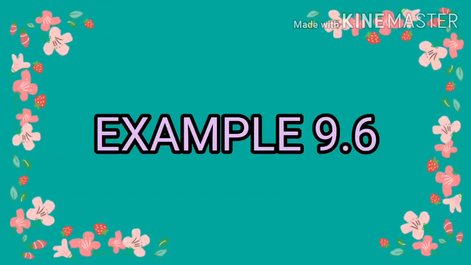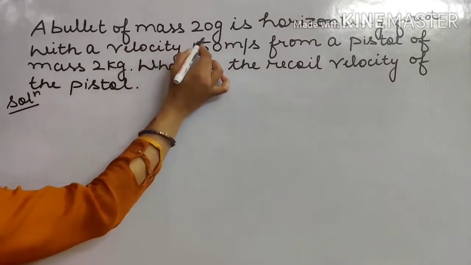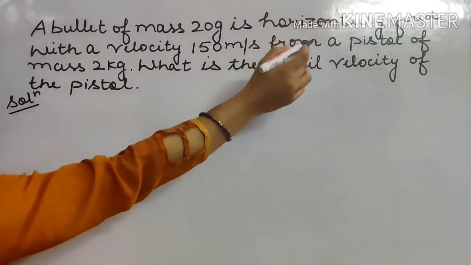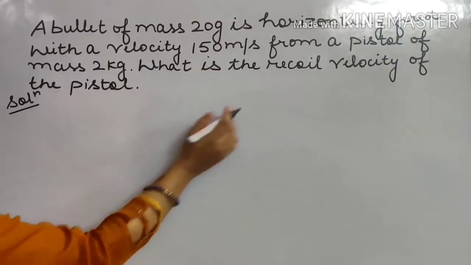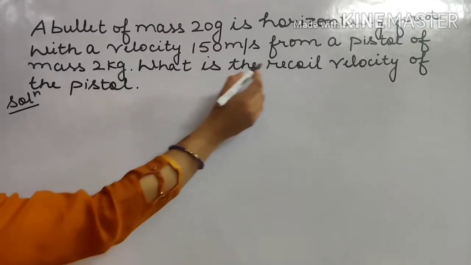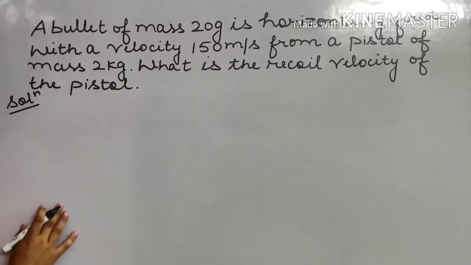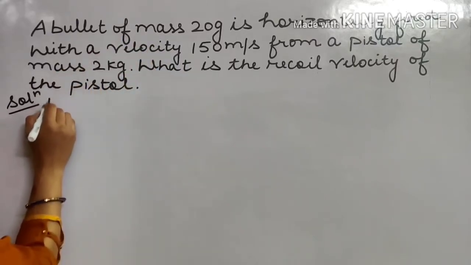See example number 9.6. A bullet of mass 20 grams is horizontally fired with a velocity 150 meters per second from a pistol of mass 2 kg. What is the recoil velocity of the pistol? See what is given. Mass of bullet is given.